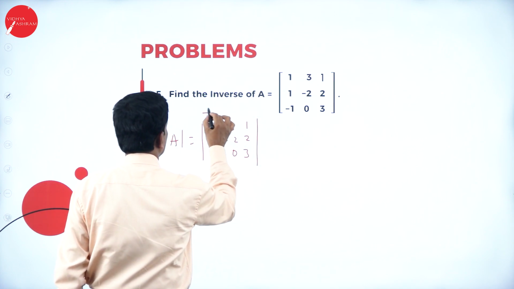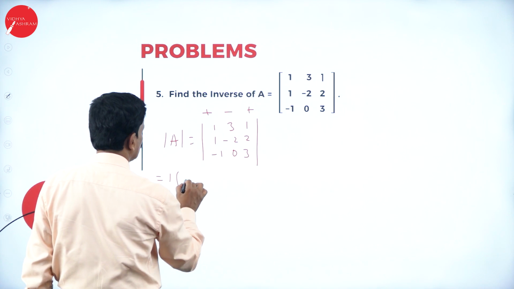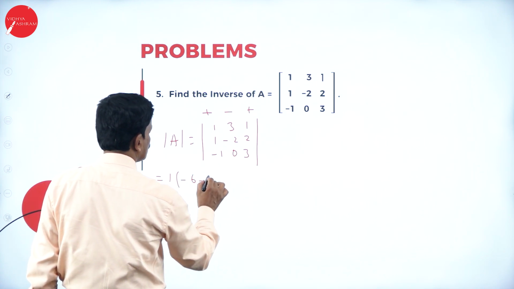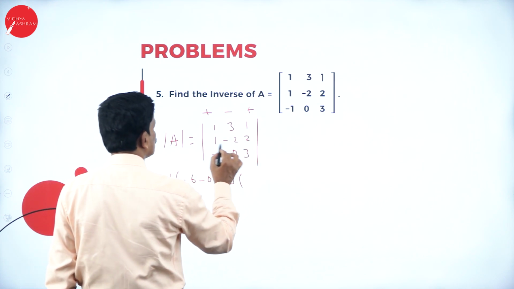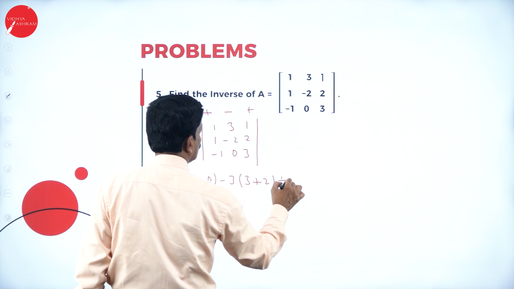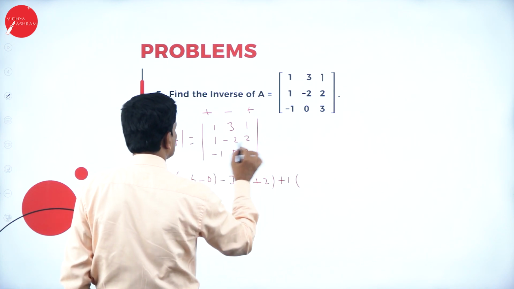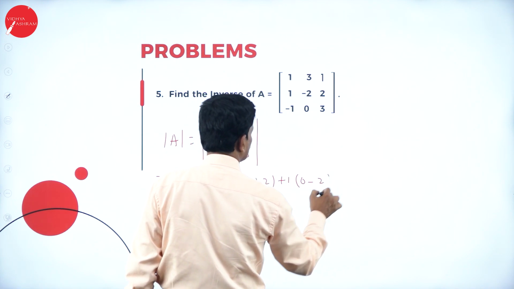So, expand with respect to the first row. So, 1 into minus 2 into 3 is 6, minus 6, minus 0 into 2 is 0, minus 3 into, this row and column is deleted, 1 into 3 is 3, minus into minus plus, 1 2s are 2, plus 1 into, this row and column is gone, 1 into 0 is 0, minus into minus, plus into minus, minus 2.